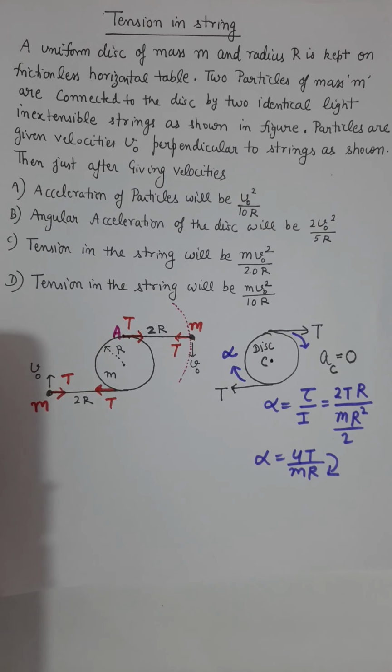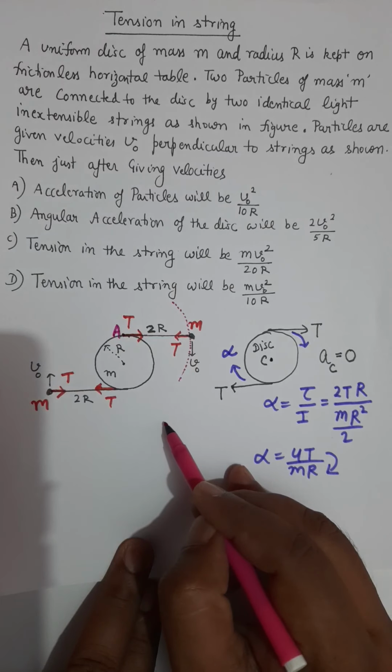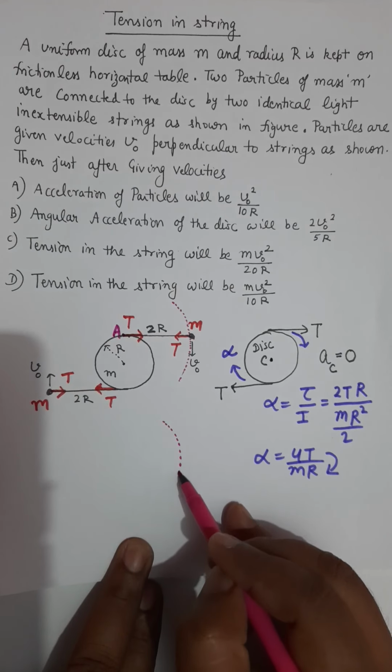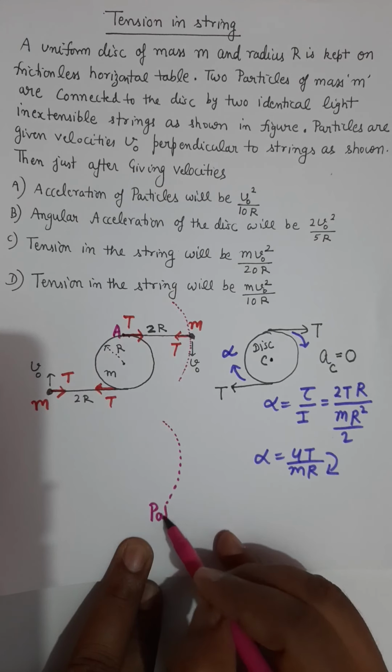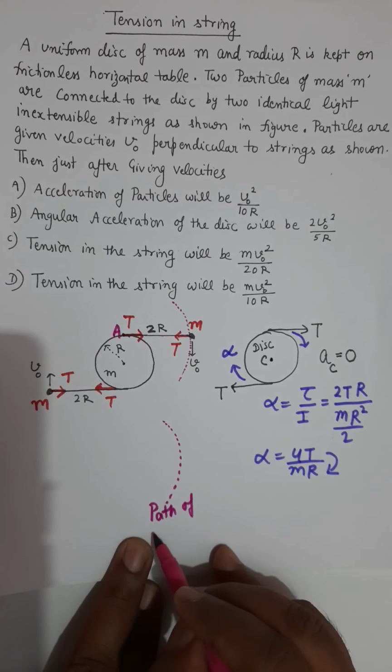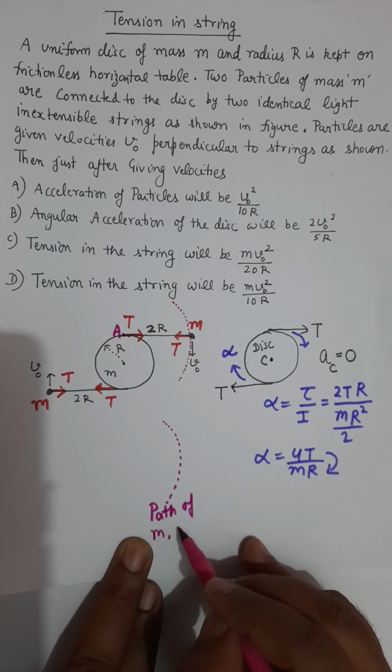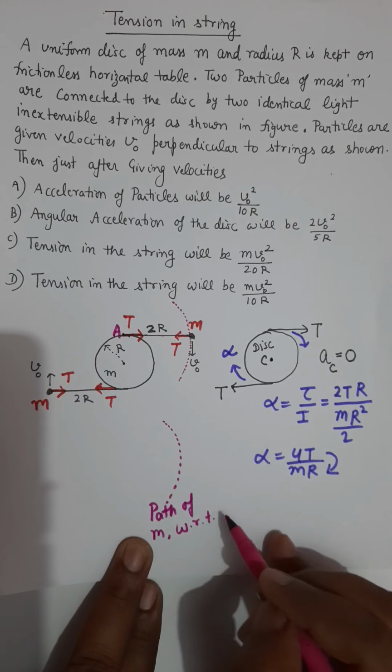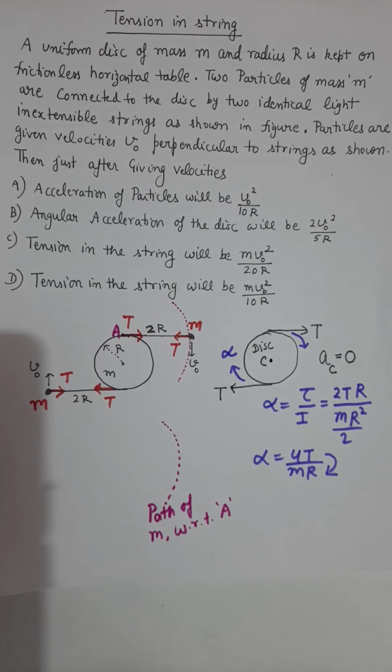and therefore while writing the equations for the particle, this is the circular trajectory, which is the path of particle m. But this is the path with respect to point A. And notice that point A is moving. Point A is non-inertial. It has acceleration.